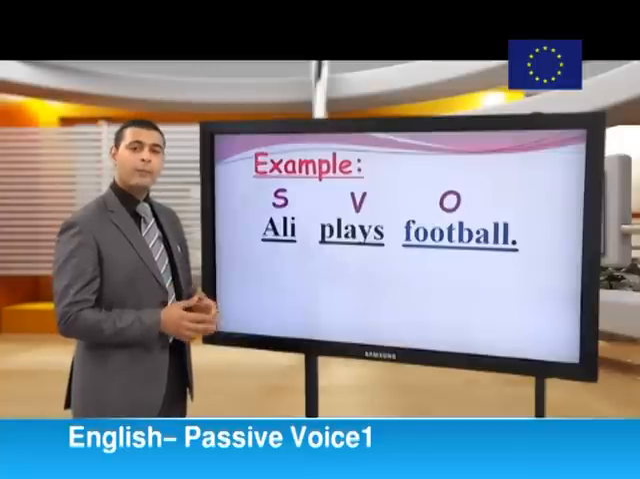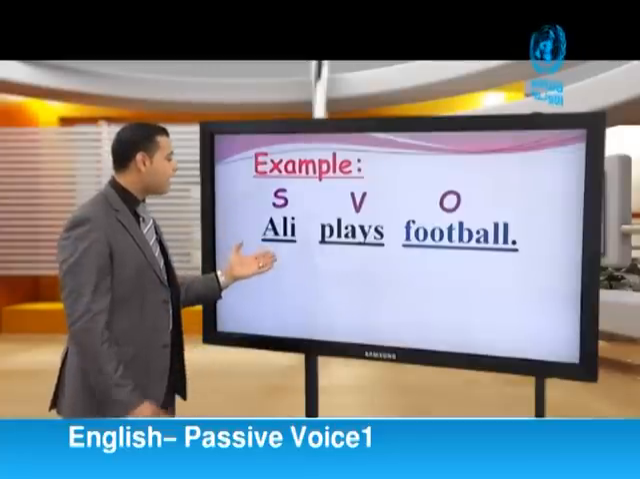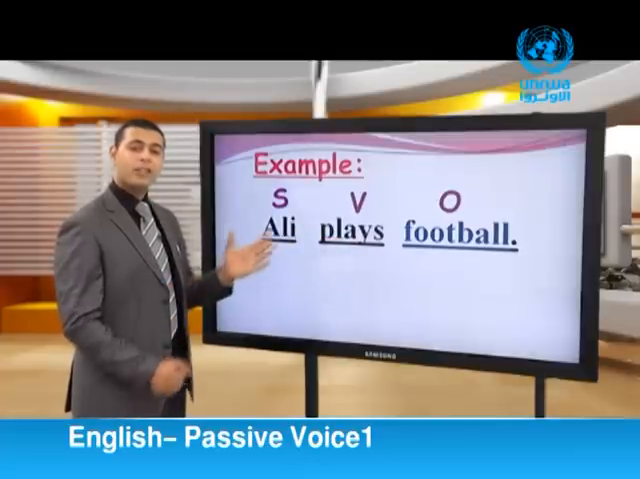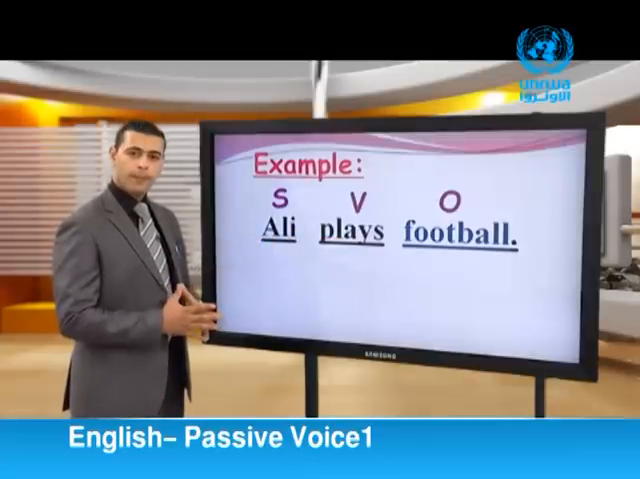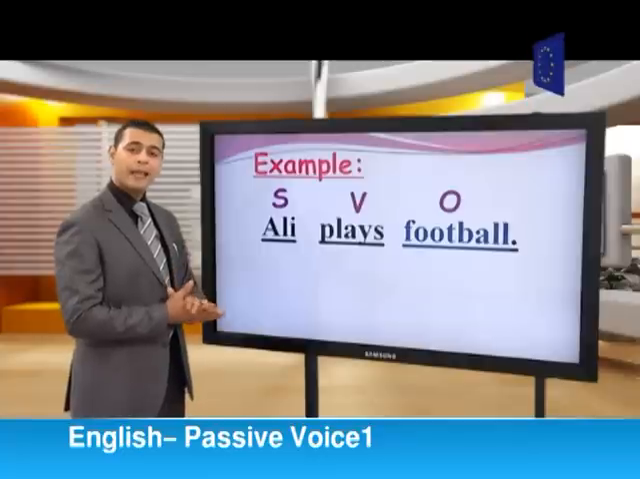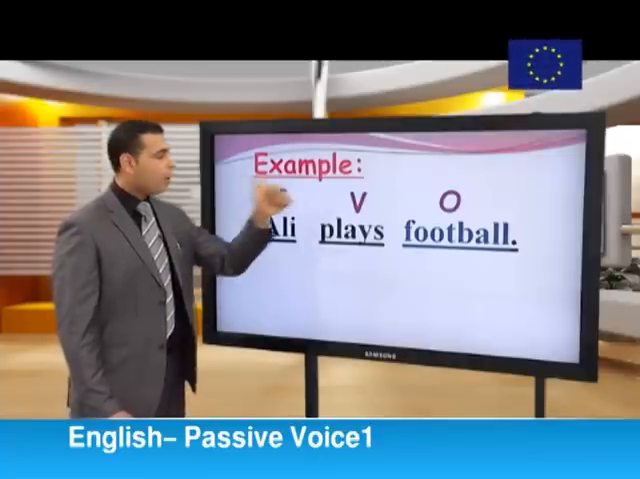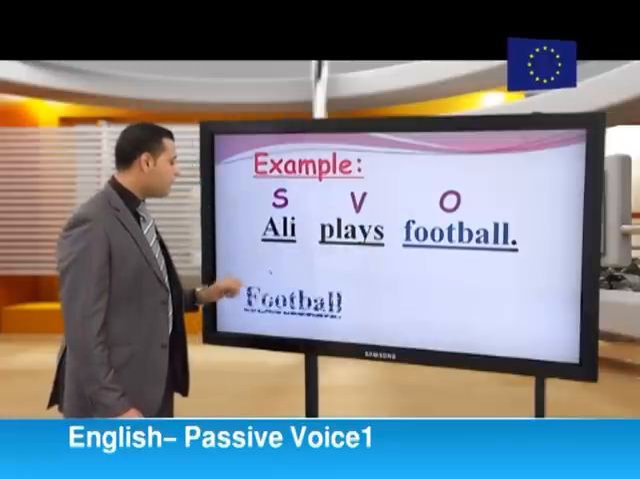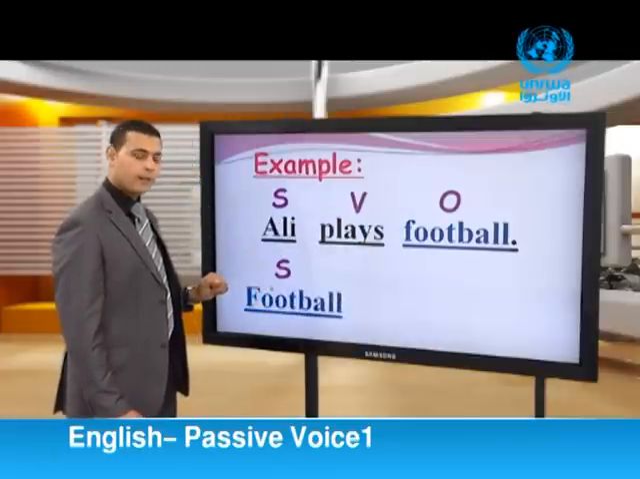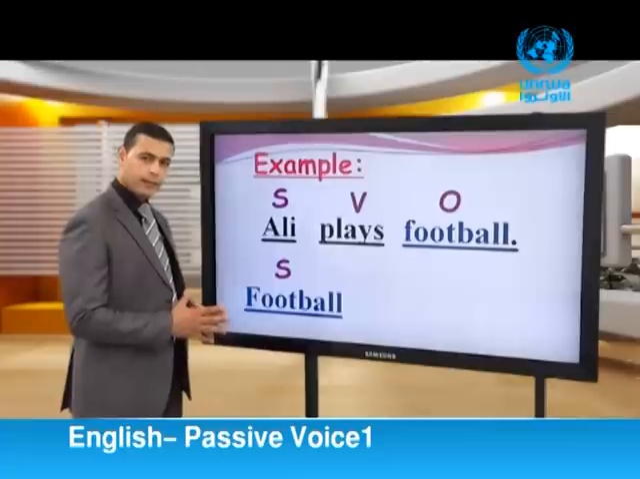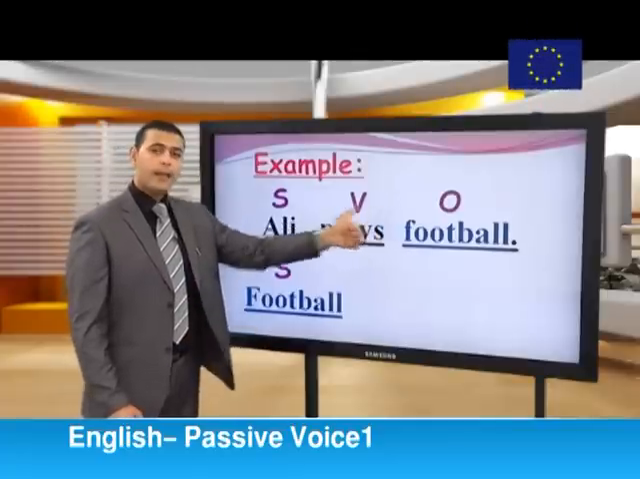Is this sentence active or passive? Here we have Ali plays football. The doer is known, so this sentence is active. How do we change this sentence to passive? In the first step we said that again the object becomes the subject of the passive sentence. So here football has changed from being an object to being a subject.